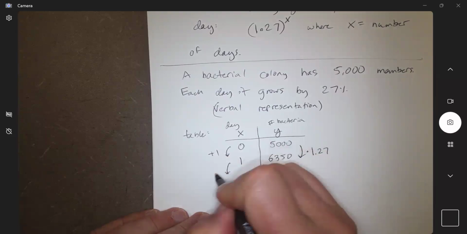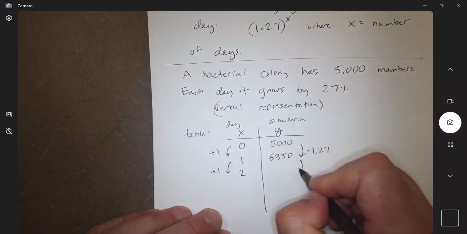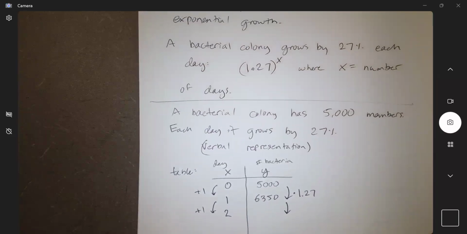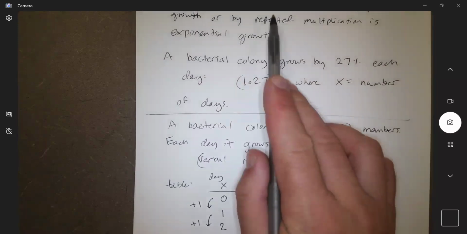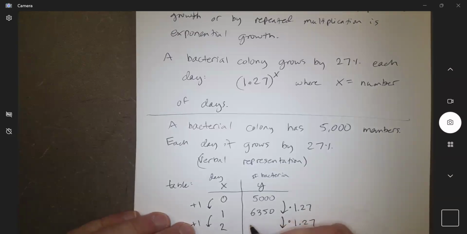And after our next day, again, we increase our days by 1. What are we going to do to our population? Increase it again. We're going to increase it again with repeated multiplication. So we're going to multiply by 1.27 again. We get 8,064 approximately. Right? I don't really care if it's 864 or 865, they're bacteria, they're tiny.